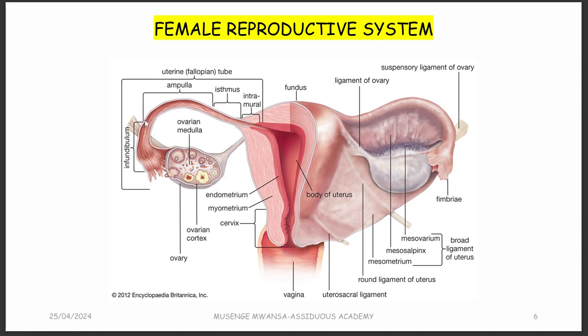And then as you go away from the infundibulum, you have this long path that is also a bit wide. That's known as the ampulla. Then you also have the isthmus and then the intramural part, which is the point where you enter the uterus. You can see the uterus also has different layers. The innermost layer is the endometrium, then the muscle layer, which is the myometrium, and then the outermost layer is the perimetrium, which is continuous with the coverings or the folds of the peritoneum. We'll understand that later on.